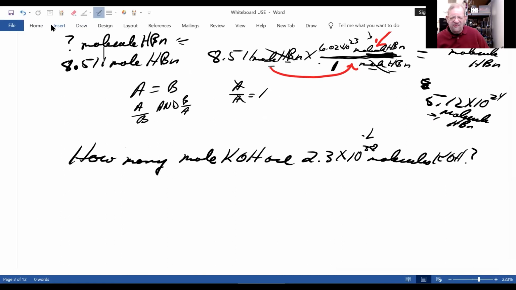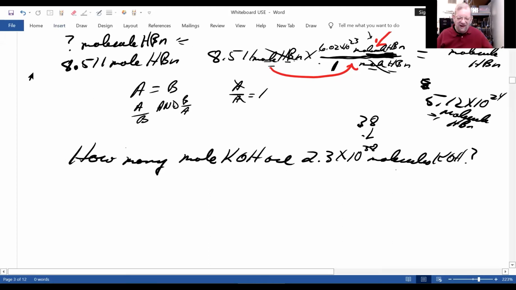In case you can't see it, that's the 38. So how many moles of KOH are 2.3 times 10 to the 38th molecules of KOH? And it's your turn. Have fun.